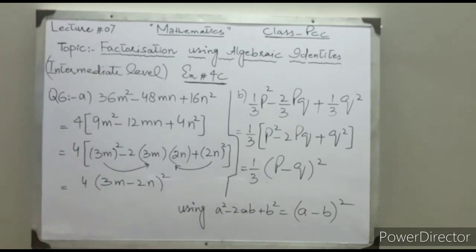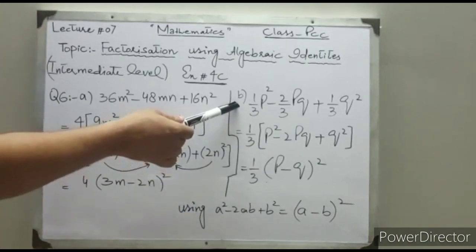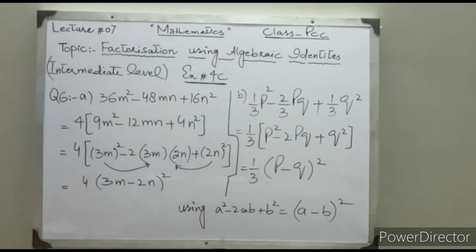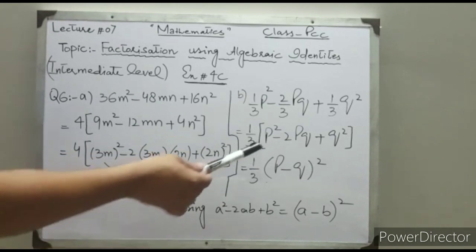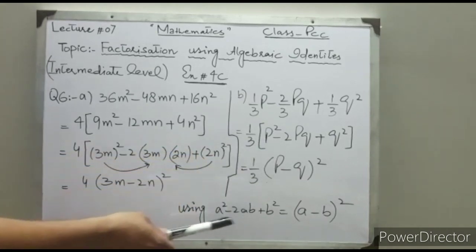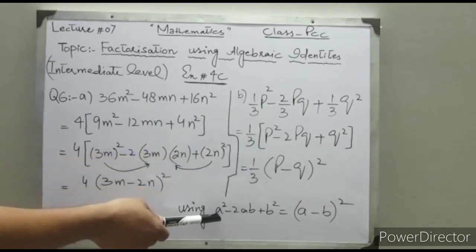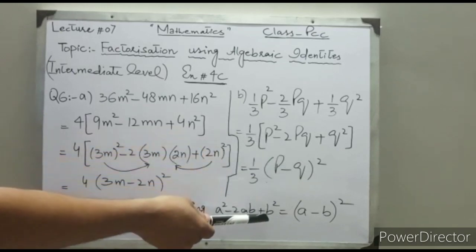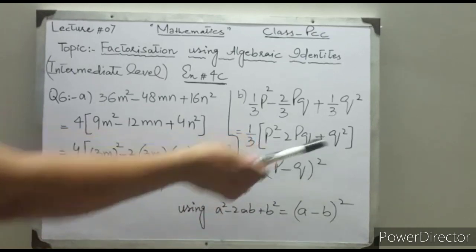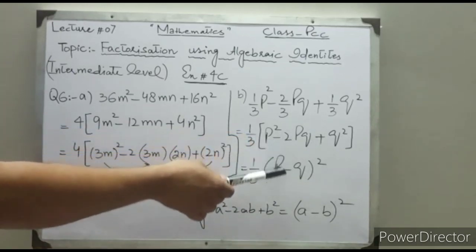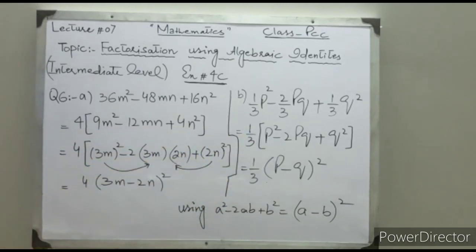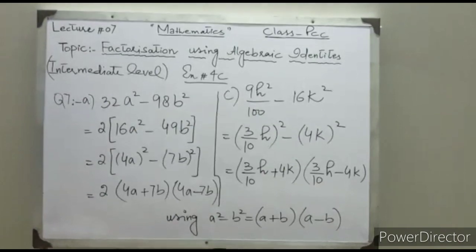In the second part, the B part, we have 1 over 3 common. The remaining expression will be p square minus 2pq plus q square. This is exactly the form of the identity, where instead of a we have p and instead of b we have q. So the final answer of this expression will be 1 by 3 times p minus q whole square.